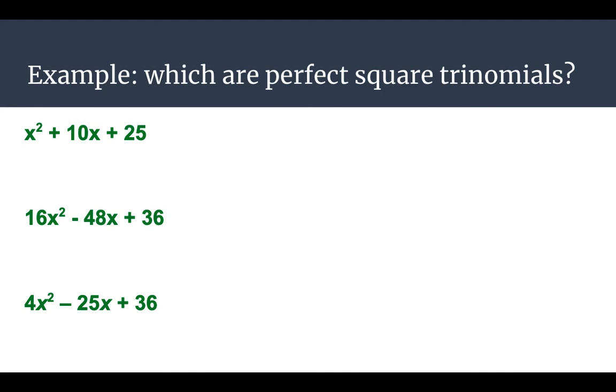The first clue to figure out if this is a perfect square trinomial is that the first term is a perfect square and the last term is a perfect square. So yeah, this could be x times x. This could be 5 times 5. But we also need to make sure that this middle term works out. And we're going to need to do that with all three of these.